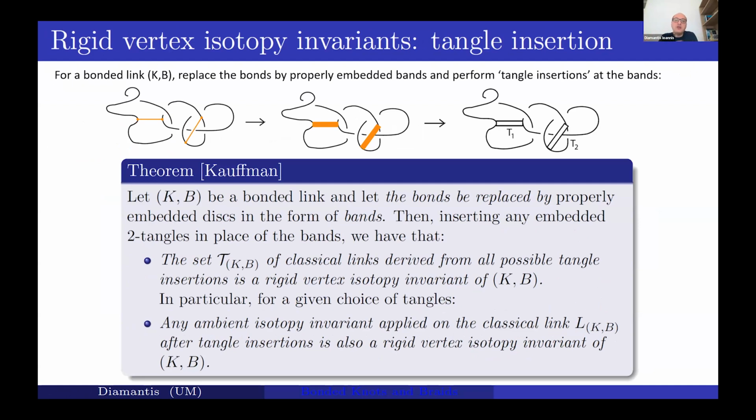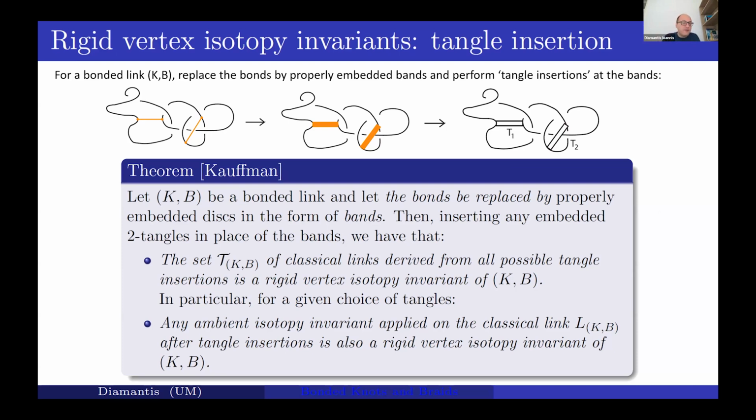And of course, by doing that, you form again classical knots and links. So again, the same idea, the set of these classical links that derived from all possible tangle insertions that you can consider is a rigid vertex isotopy invariant for our initial bonded link. And similarly, any isotopy invariant for these classical links actually is an invariant for our rigid vertex bonded link. So these are known results, right, that we actually adapted in our two categories.